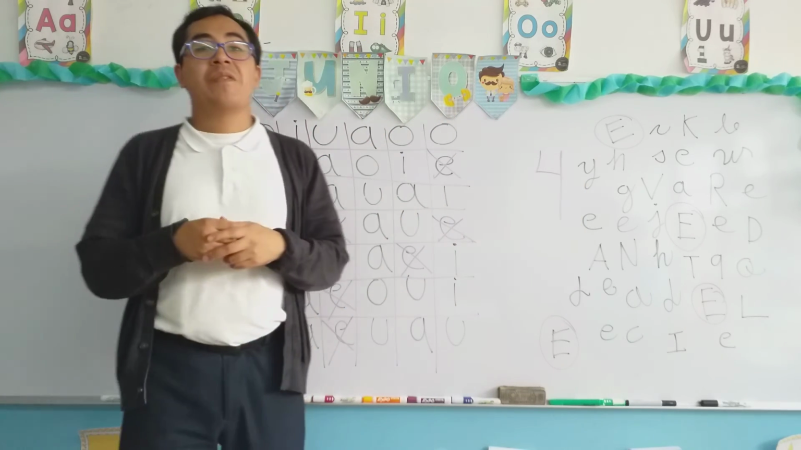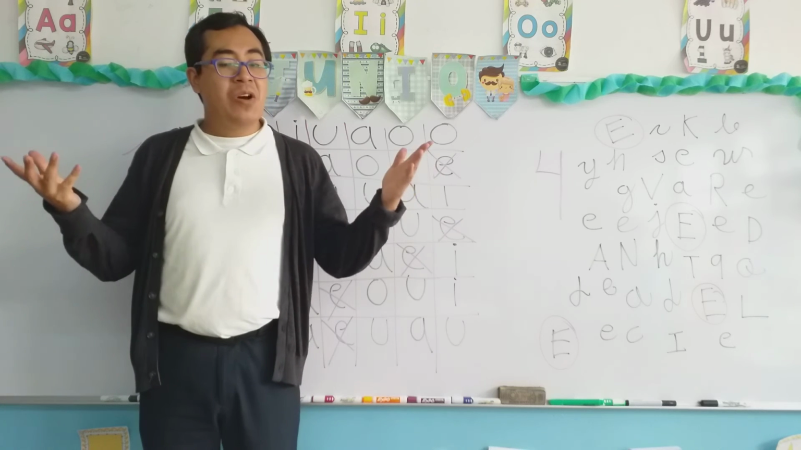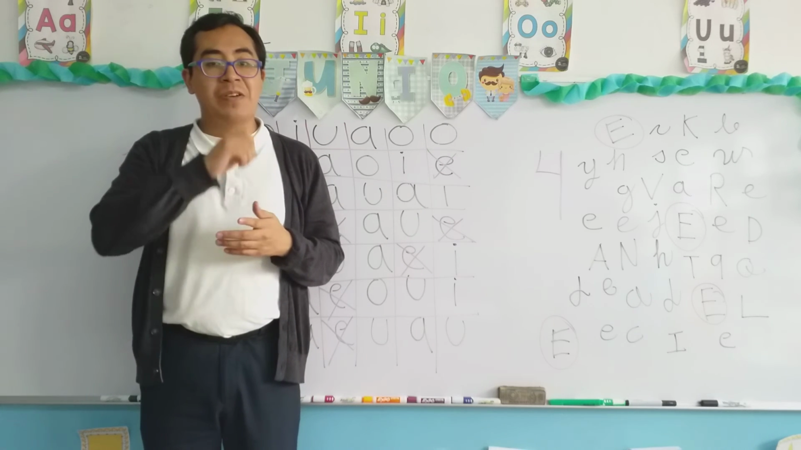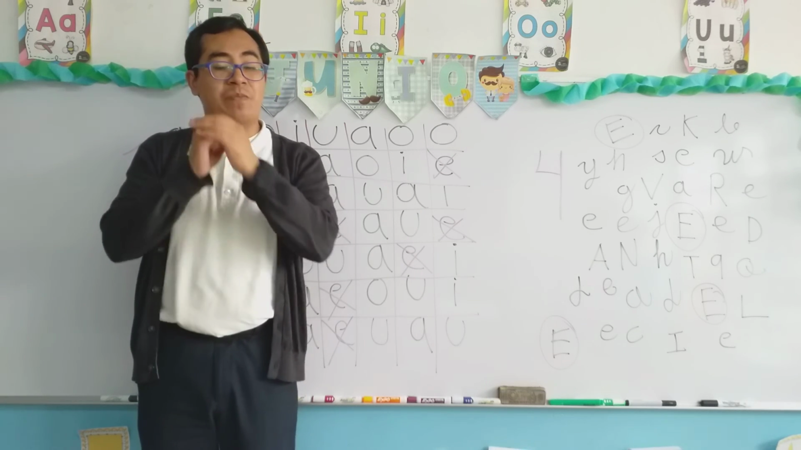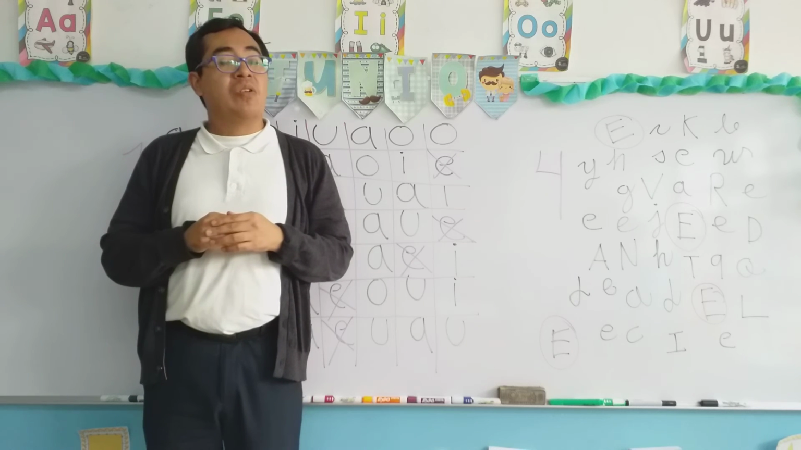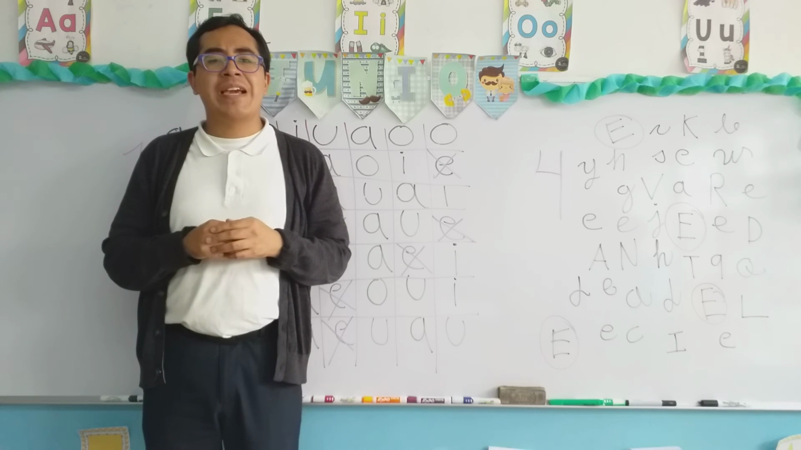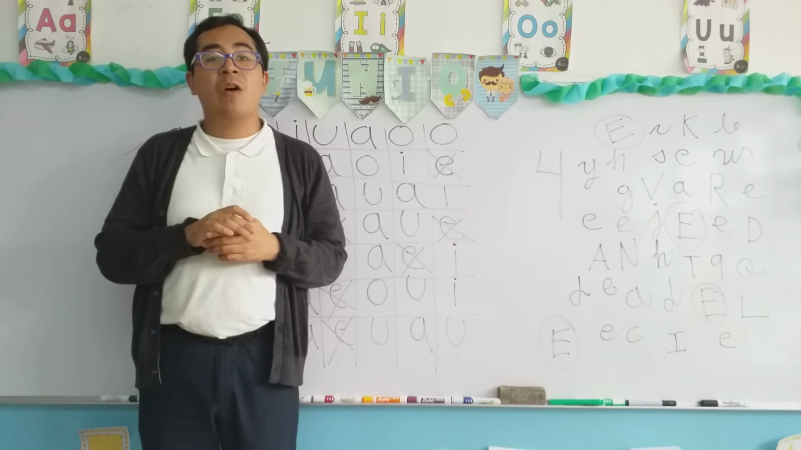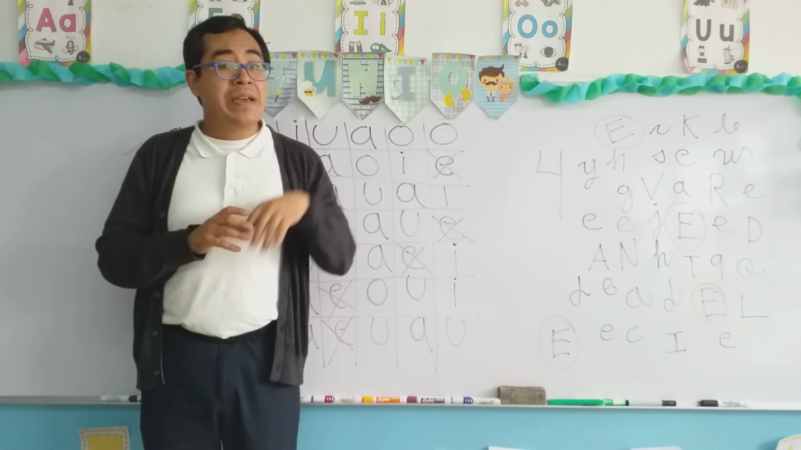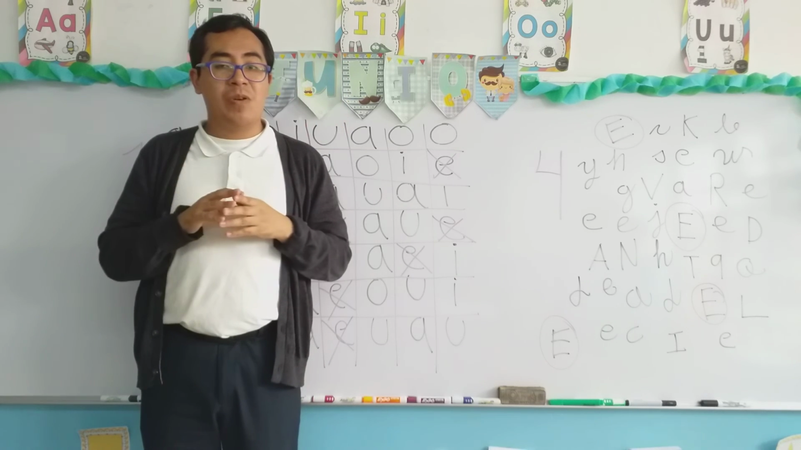And that's it. We have finished the activity of today. Very good, my children. The teacher Jacob is very happy because once again we recognize the second vowel of Kinder 1, the letter E, capital E, and small e.